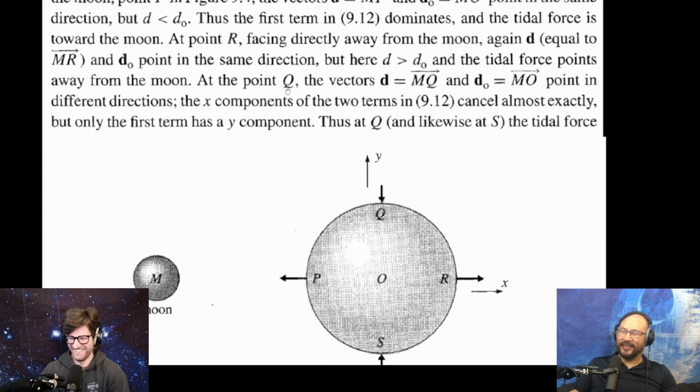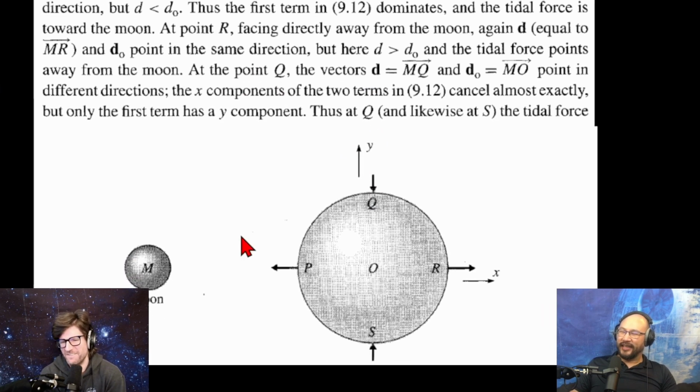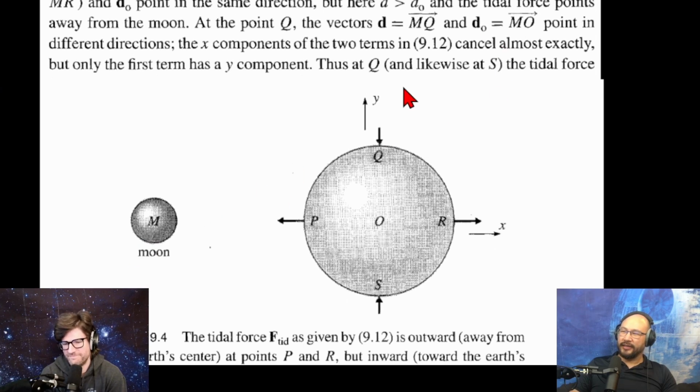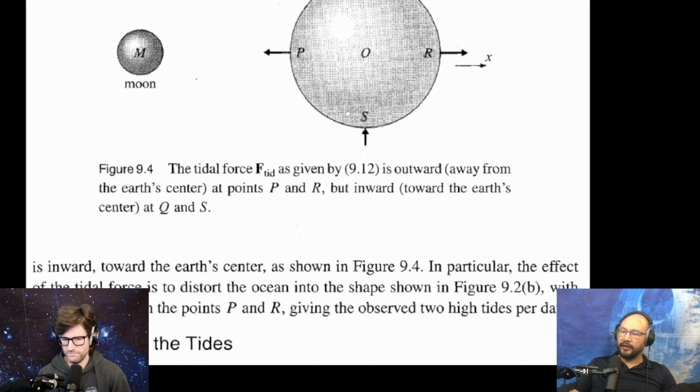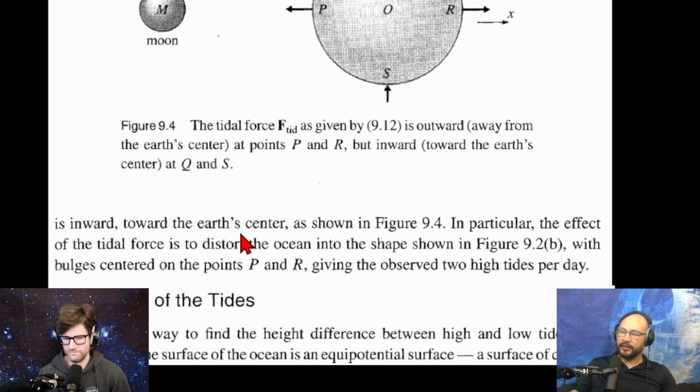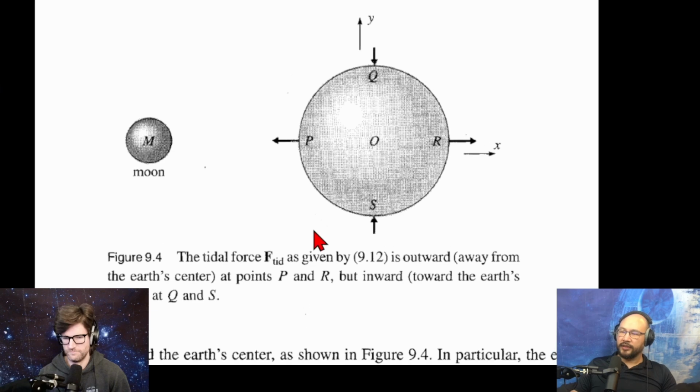At the point Q, the vectors MQ and d naught point in different directions. So d naught is going to the middle, MQ is going up to this edge here. The x components of the two terms in 9.12 cancel almost exactly, but the first term has a y component because you have to go to the right and up. Thus at Q, likewise at the bottom, the tidal force is inward towards the Earth's center, as shown here. So at P and R you get a stretch out, and at Q and S you get a contraction in.